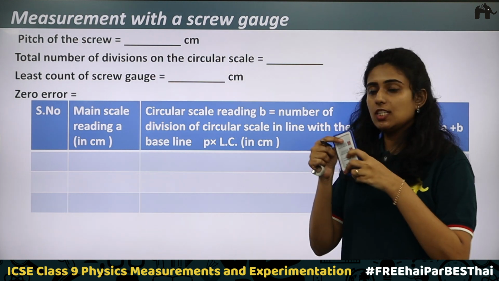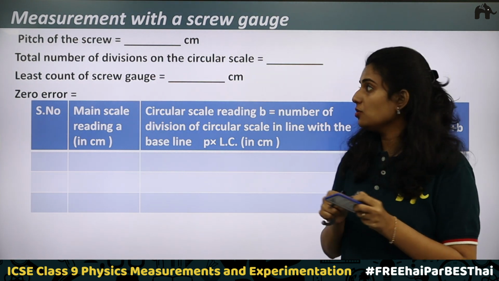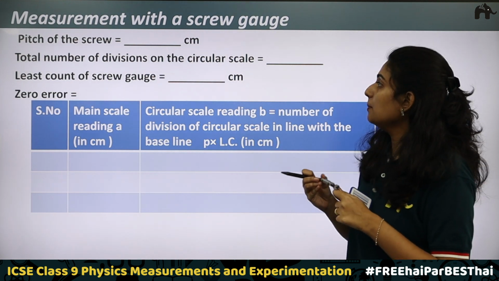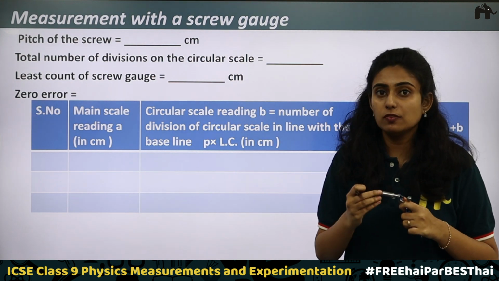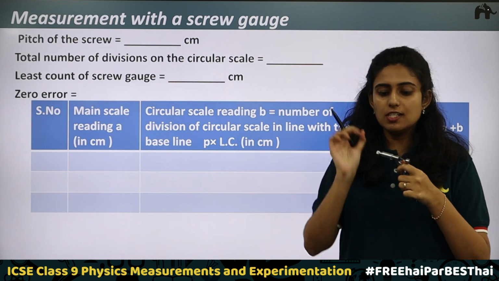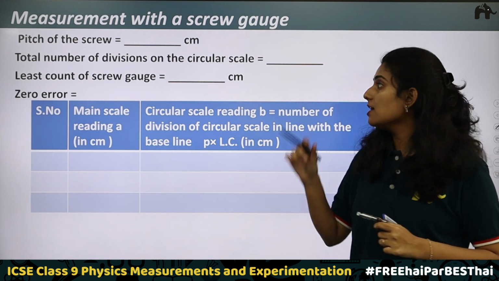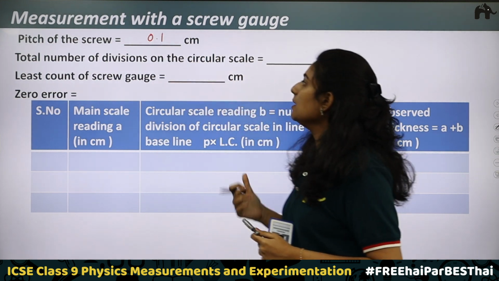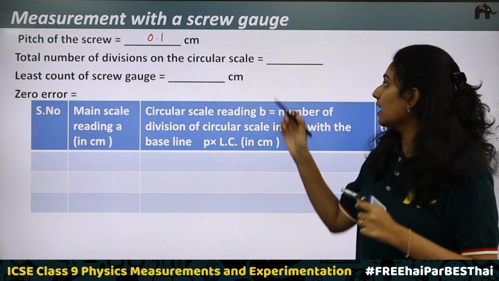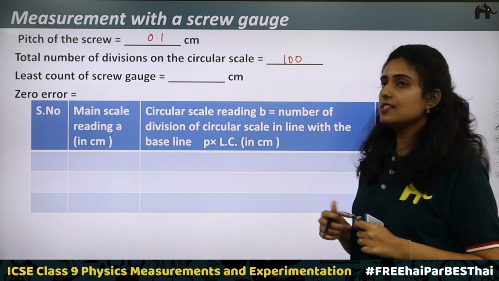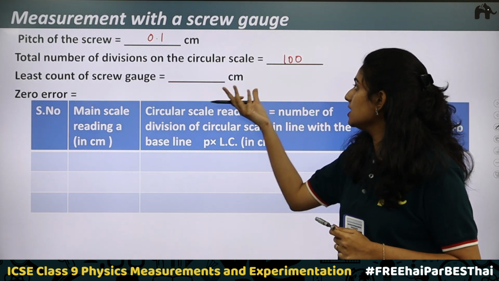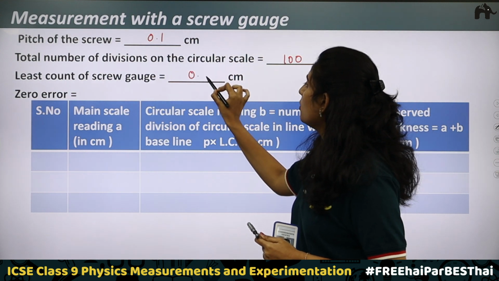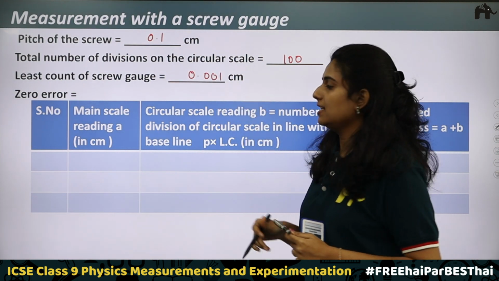Okay, how to do measurement with a screw gauge? Here I am going to measure the thickness of this card using a screw gauge. First, we have to collect some details about the screw gauge, to find the pitch of the screw. How to find the pitch of the screw? In one rotation, what is the distance moved? Here, the distance moved in one rotation is 0.1 centimeter. Total number of divisions on the circular scale, there are 100 divisions. Then what is the least count of the screw gauge? Least count is pitch divided by total number of divisions, 0.1 by 100, which is 0.001 centimeter.